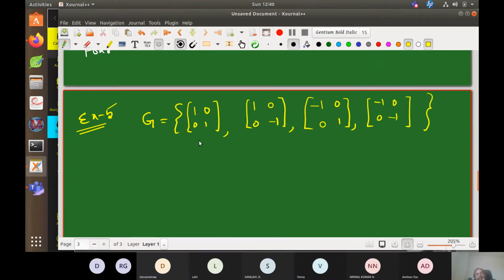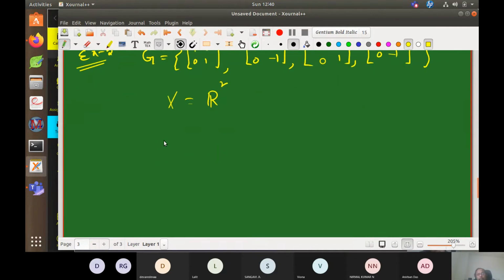See, this is called a representation of the Klein 4 group. Now it is concrete. The Klein 4 group is abstract, and now it is becoming concrete. We are representing it. Good. So now where does it act? I take X equal to R^2, right? What action will I take? G dot x.